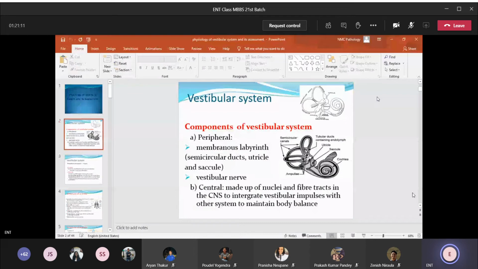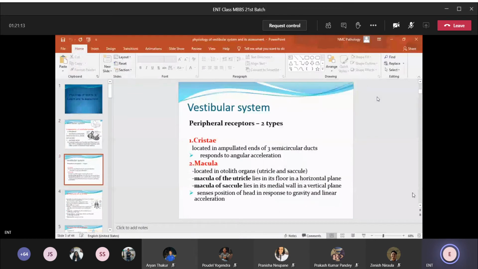So in the vestibular system, there are two types of peripheral receptors. One is cristae and the other one is macula. Okay, so crista or cristae is located in the ampullated ends of three semicircular ducts. It responds to angular acceleration. And macula is located in otolith organ, utricle and saccule. The macula of the utricle lies in its floor in a horizontal plane, whereas macula of saccule lies in its medial wall in a vertical plane.